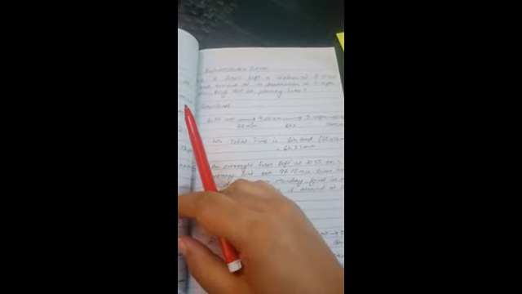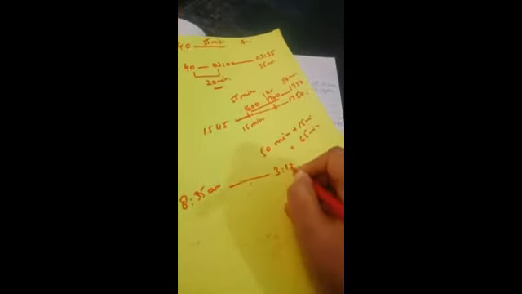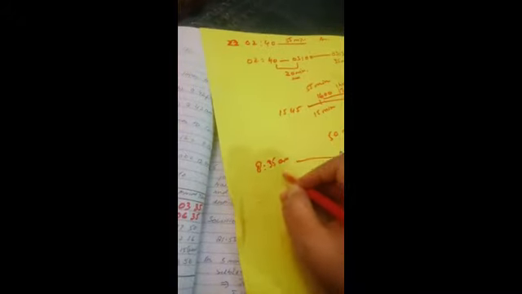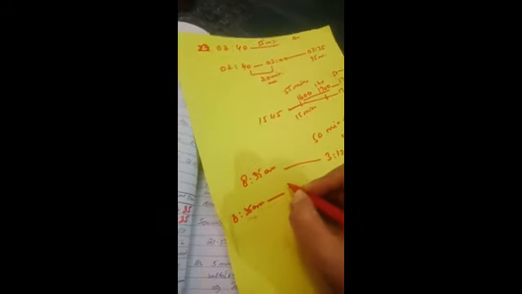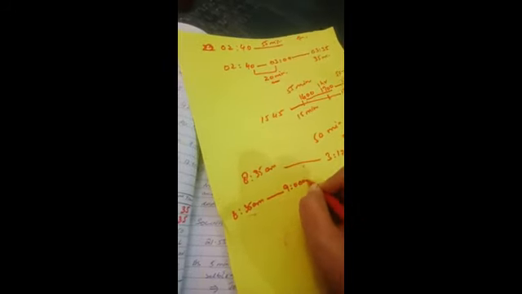Question number 4, intermediate level. A train left a station at 8:35 a.m. and arrived at its destination at 3:12 p.m. How long did the journey take? So the train left the station at 8:35 a.m., right, and it arrived at its destination at 3:12 p.m. First of all, we will make this 8:35 a.m. to 9 a.m. How much time is required? The time required is 25 minutes.